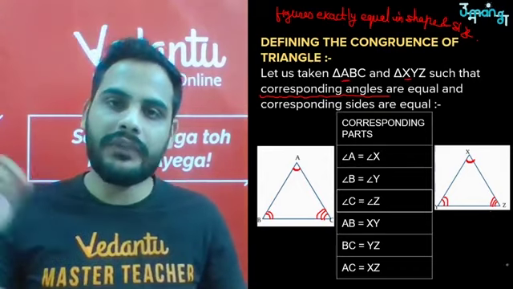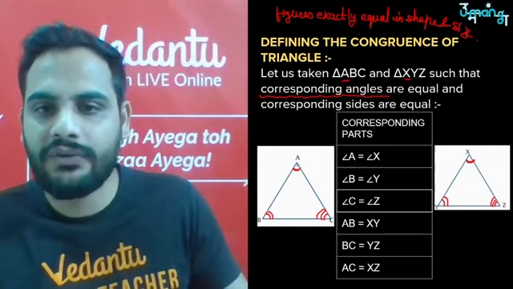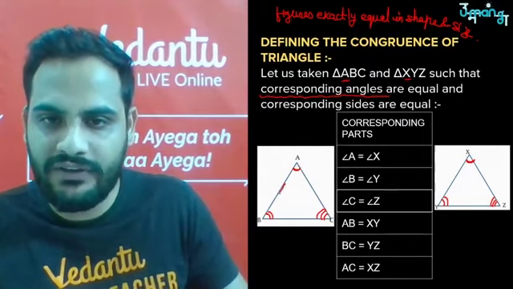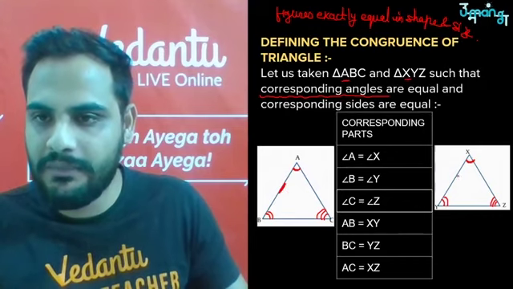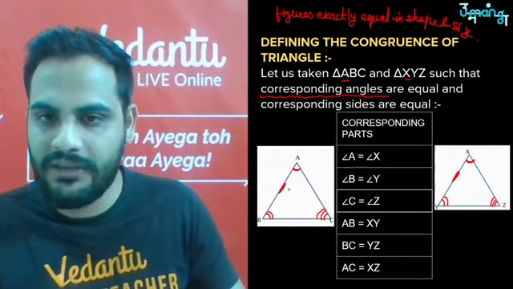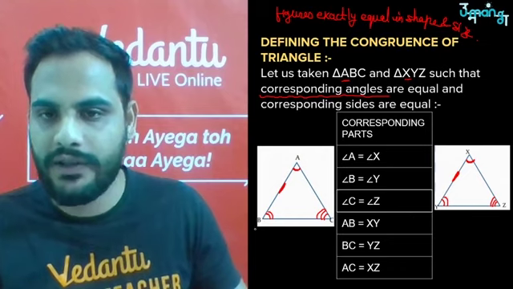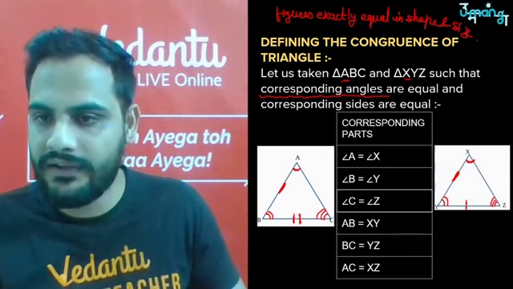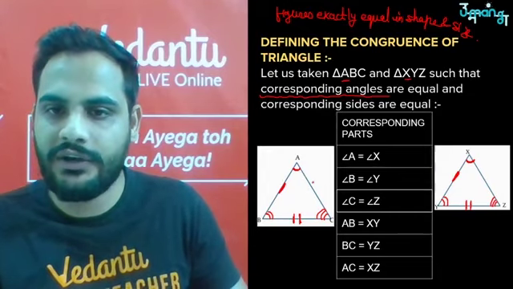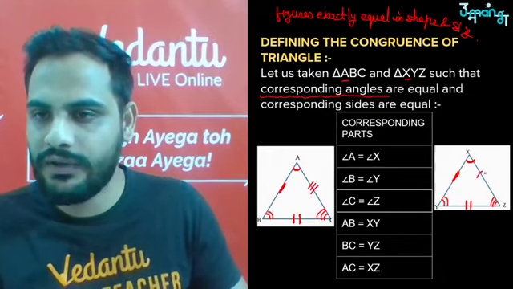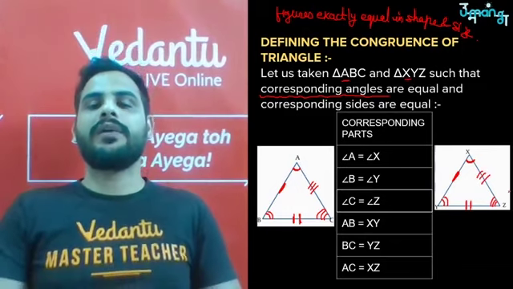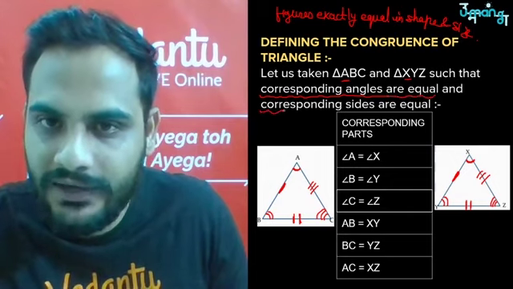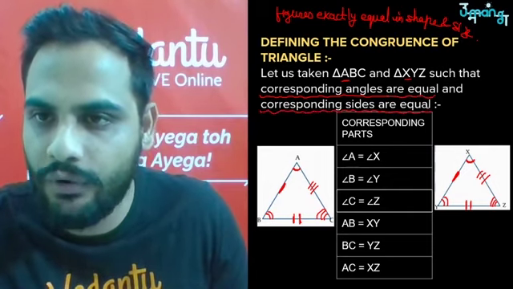Now let's talk about the corresponding sides. Here A and X are corresponding, B and Y are corresponding. Between them you have side AB, so AB is corresponding to XY, and AB and XY will be equal. Then you have BC and YZ, so BC and YZ will be equal. And then you have AC and XZ, so AC and XZ will be equal. So remember, corresponding angles are equal, as well as the corresponding sides.